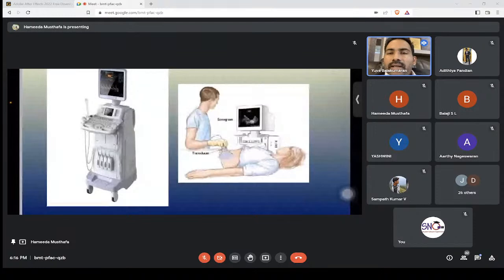So this is a picture of an ultrasound machine, and this is how the ultrasound is taken. Right from your eye to your toe, we can use this ultrasound, which is not a harmful radiation, to visualize the normal anatomy and if there is any abnormality. If ultrasound could not pick up the disease, then we will move on to CT scan.